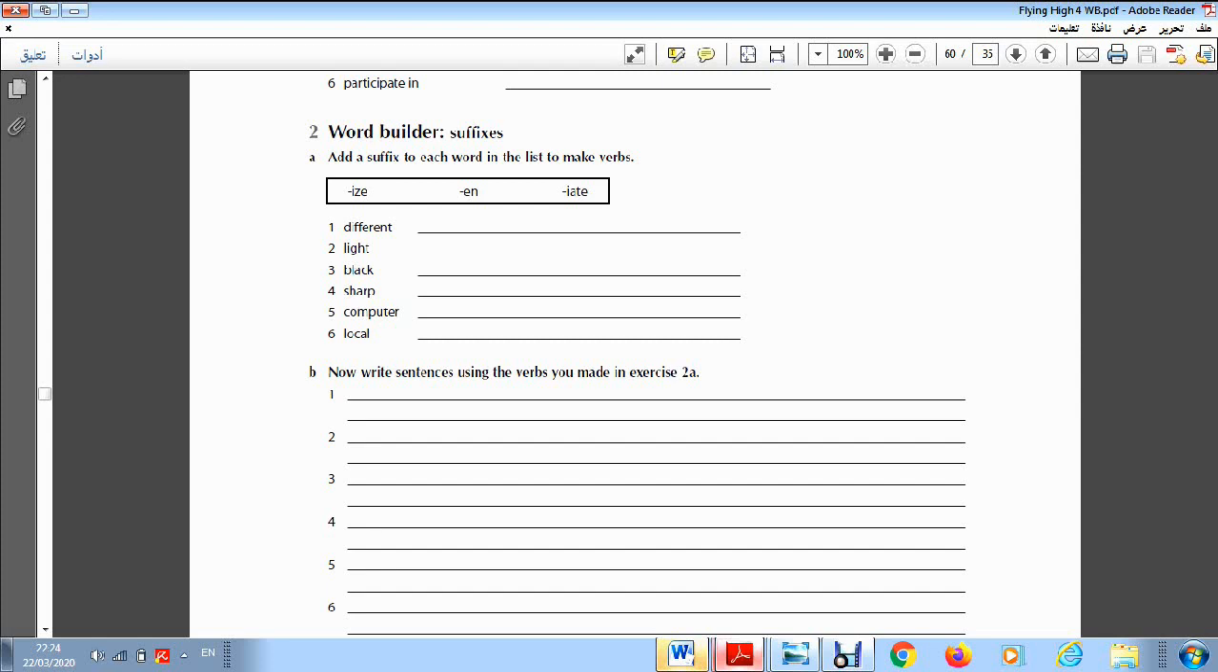Yes. Different. Yes. E8. Differentiate. Write it down.